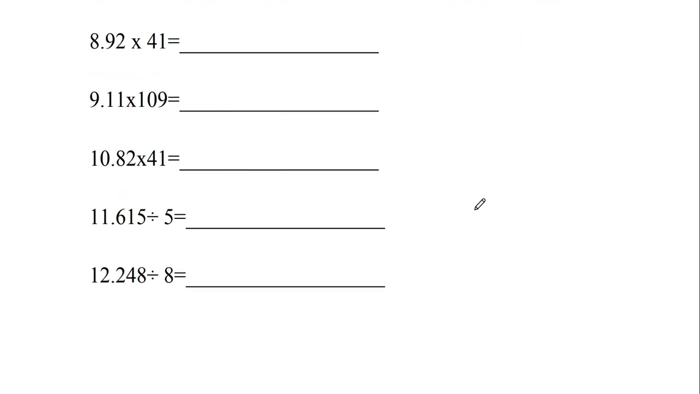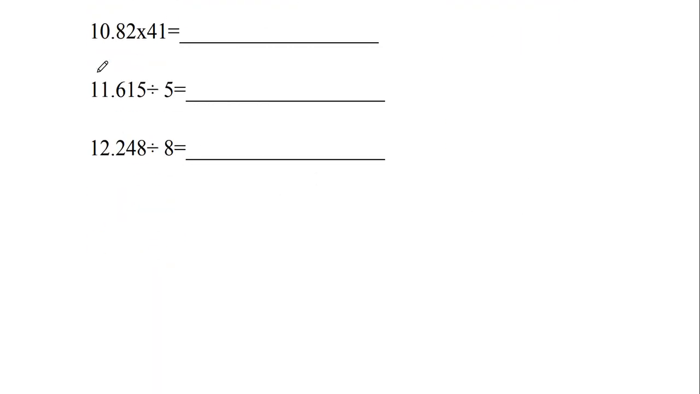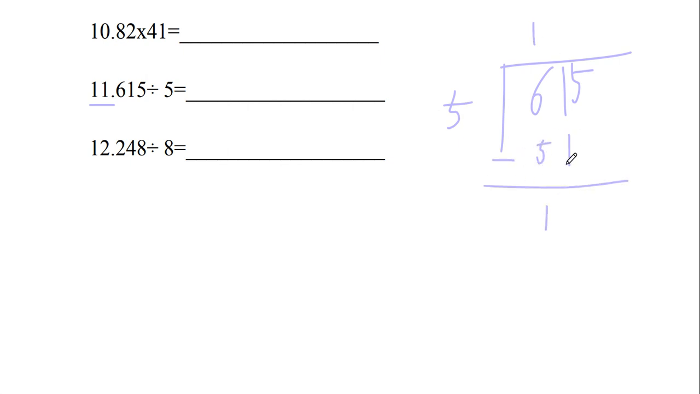Okay, let's try number 11. So 615 divided by 5. 5 goes into 6 once. You subtract, you're left with 1, you bring down 1. 5 goes into 11 2 times. So 10, subtract again, bring down 5. And 5 goes into 15 3 times. So this will be 123.